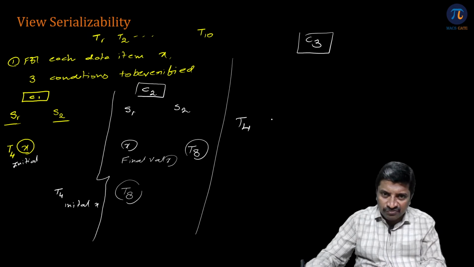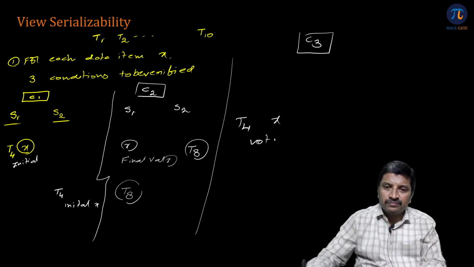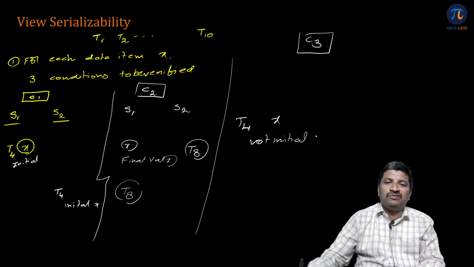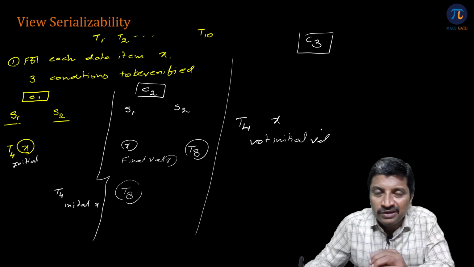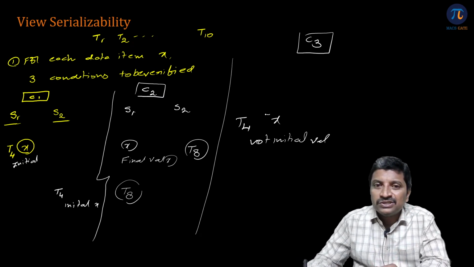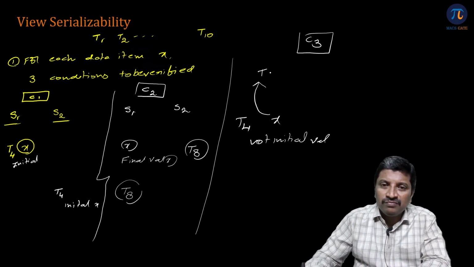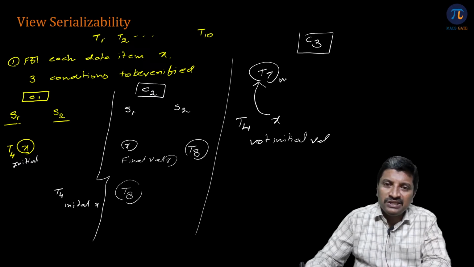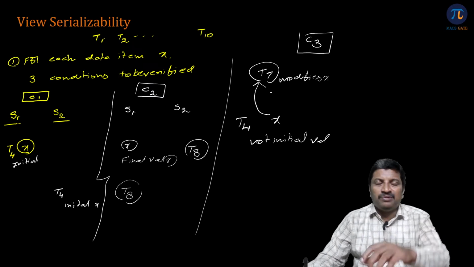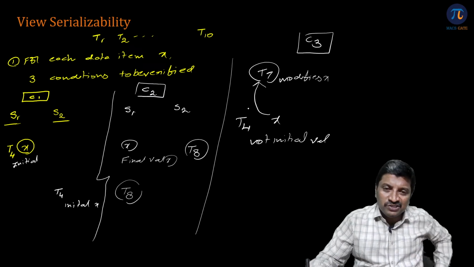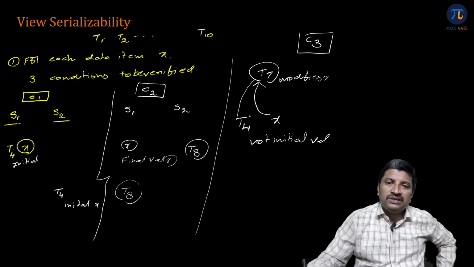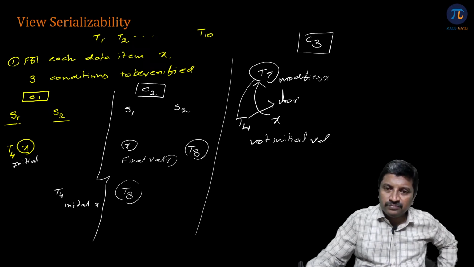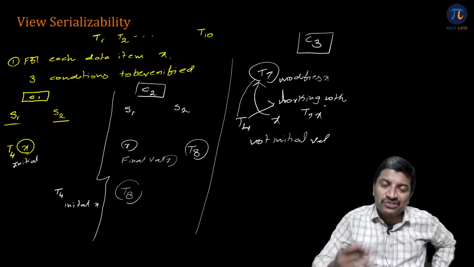T4 is reading, but it is not the initial value. Sir, whenever it is not the initial value, what does it mean? Someone modified it. Who is that someone? Suppose T4 is reading a value which was modified by T7. That means T7 modifies X. In between these lines, there may be some other operations, but no one modifies it. That means T4 is working with the value of X which T7 produces.